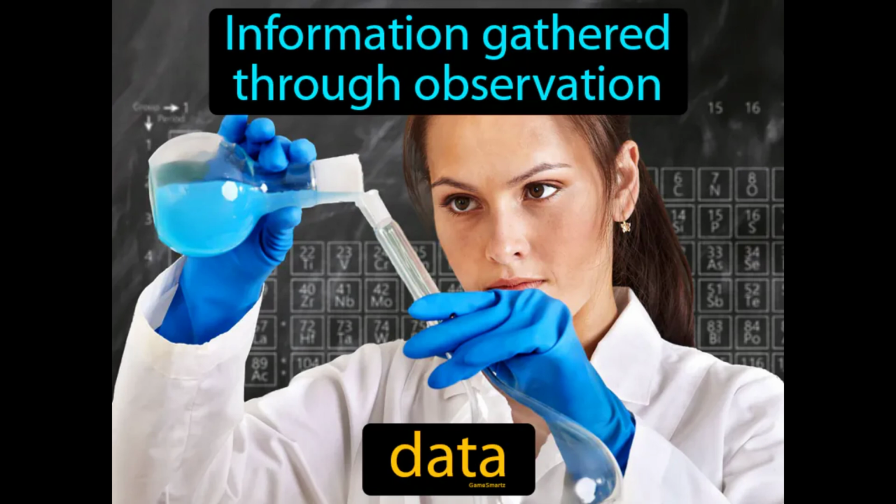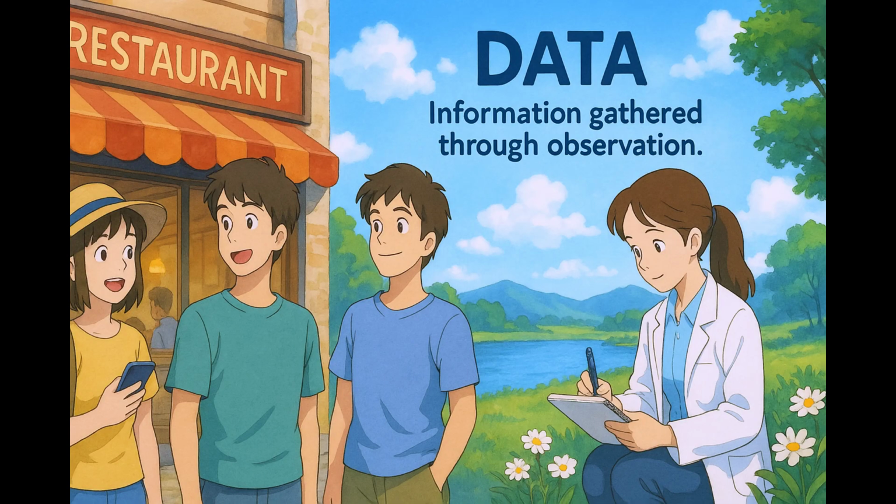Information gathered through observation. Data. In science, data is the evidence collected during experiments or studies to understand and explain the natural world. Imagine trying to decide which new restaurant to try for dinner. Just like you might ask friends for their recommendations, skim online reviews, or even walk by to see how busy it is, scientists gather data through observation to understand a phenomenon.